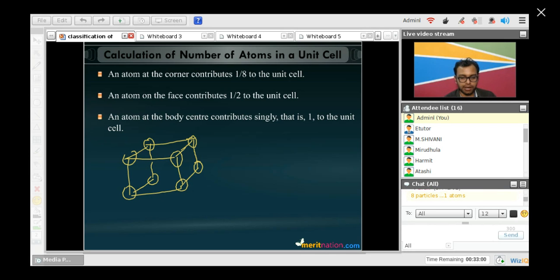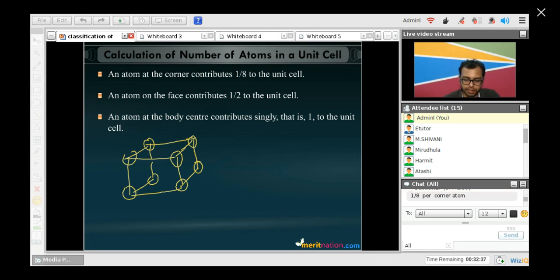For that, atoms at the corner contribute 1 by 8 to the unit cell. Now, how can you find out the contribution of a particular atom in the unit cell? You can identify the fraction contributed by looking at how many cubes are required to cover the whole atom, right?